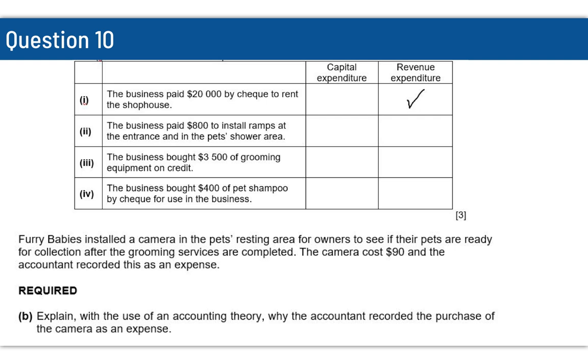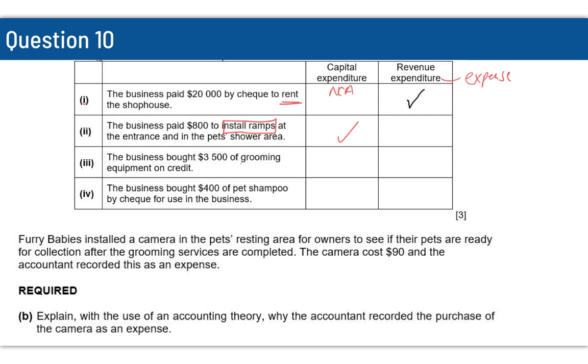Okay, let's do the same for the second question. Capital expenditure is recorded as an NCA and revenue expenditure is an expense. So here the first one is a rental, so expense. The second one is to install RAM, so it can be used for more than a year, treat as capital.